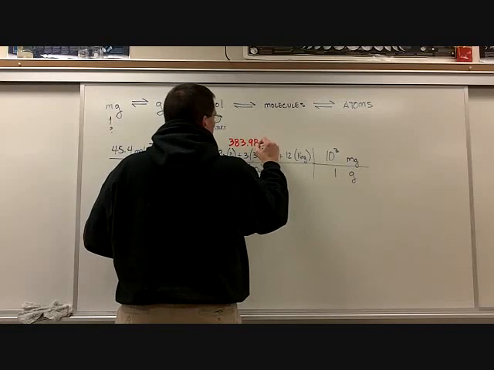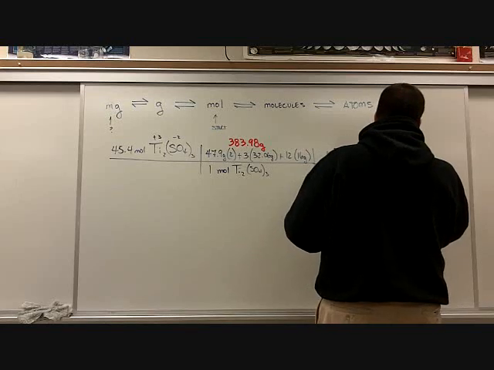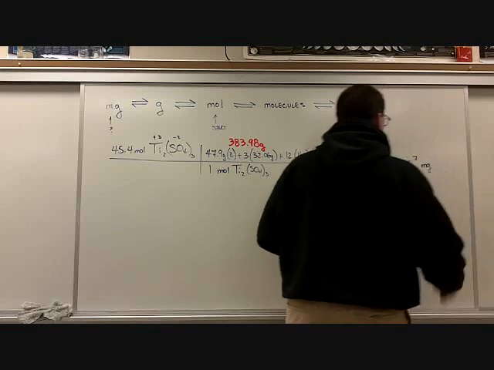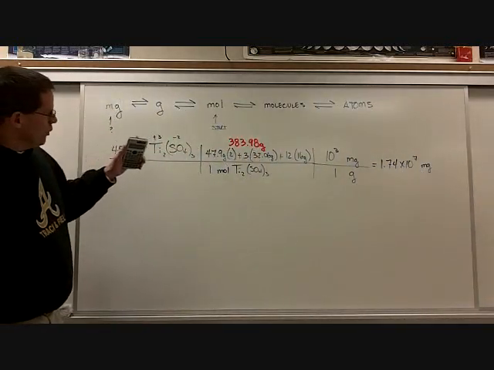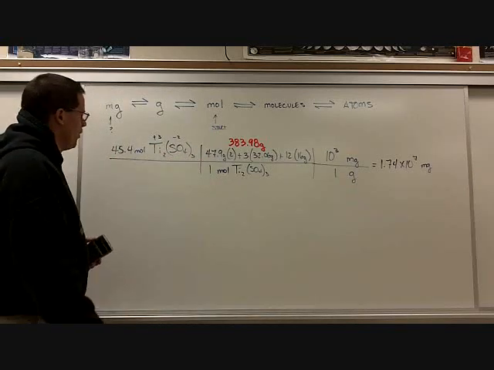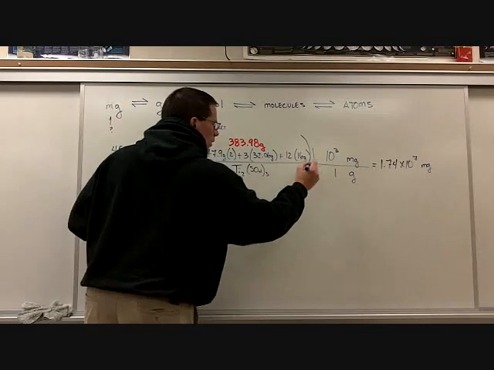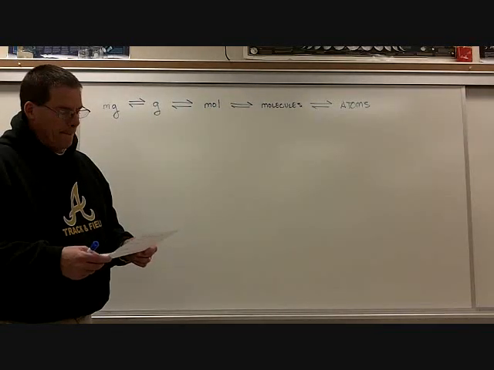So 383.98 grams. So 1.74 times 10 to the 7, and that is milligrams. Okay. Again, make sure your order of operations is correct. So if you were going to type this in, 45.4 times all of this, if you're doing it that way. Let's look at number 13.